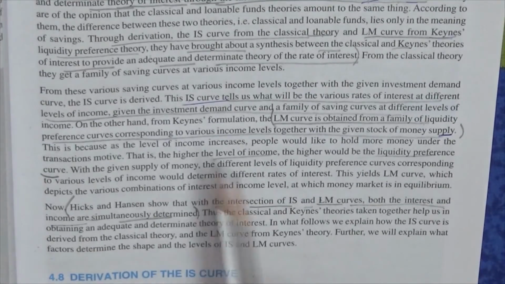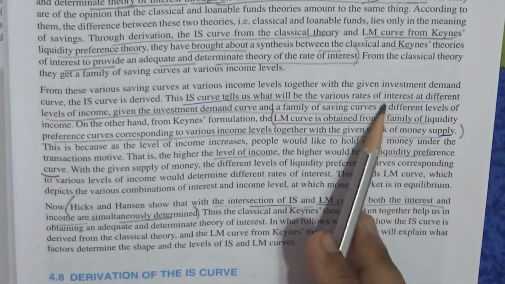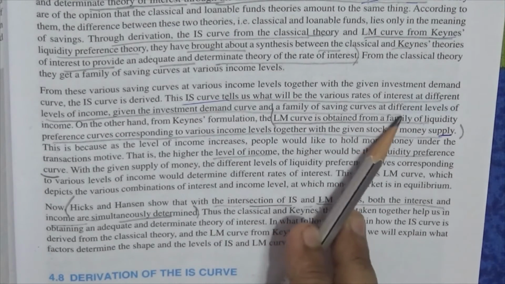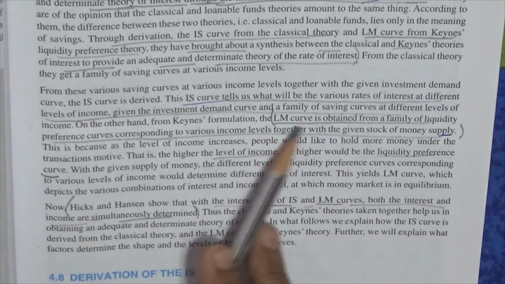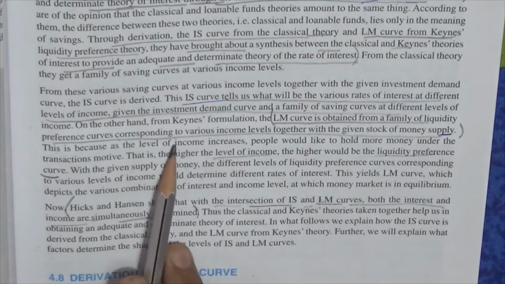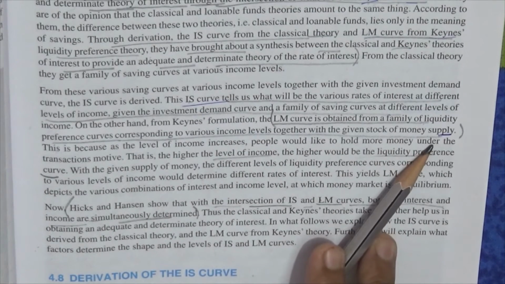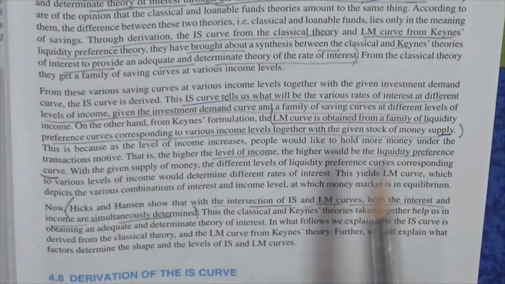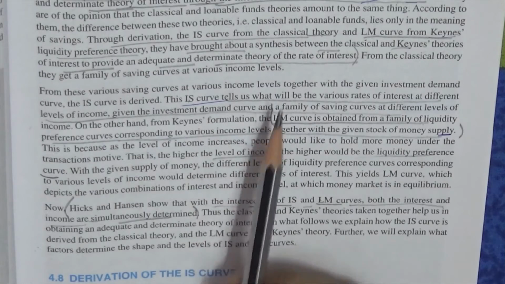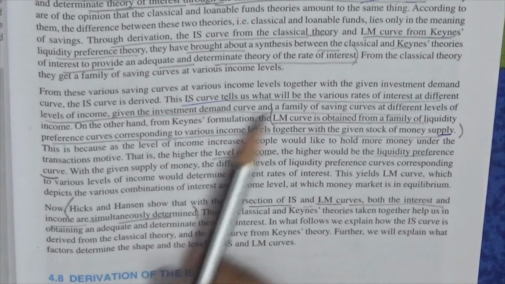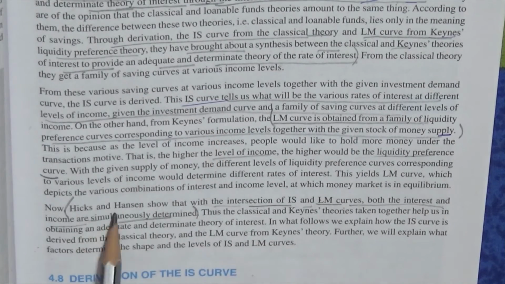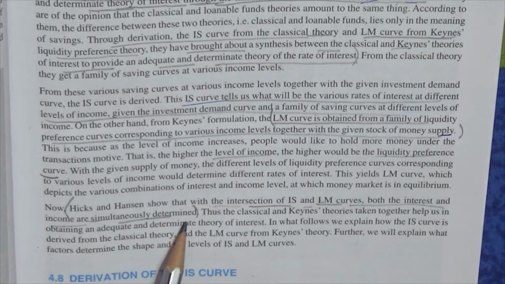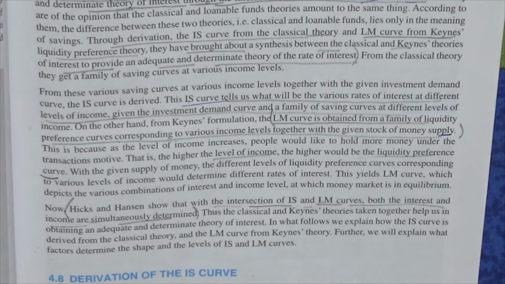The IS curve tells us the various rates of interest at different levels of income, given the investment demand curve and the family of savings curves at different levels of income. And the LM curve is obtained from the family of liquidity preference curves corresponding to various income levels together with a given stock of money supply. I will make you understand what the IS curve is, what the LM curve is, how they are determined. Just by reading these lines, you will be able to understand what they state. Hicks and Hansen show that with the intersection of the IS and LM curves, both the interest rate and the income are simultaneously determined.